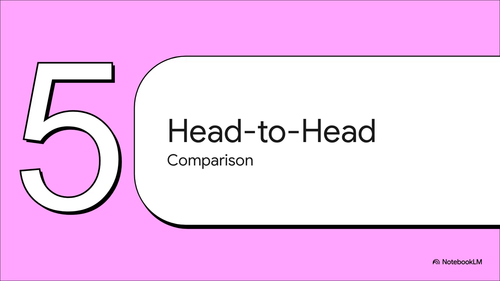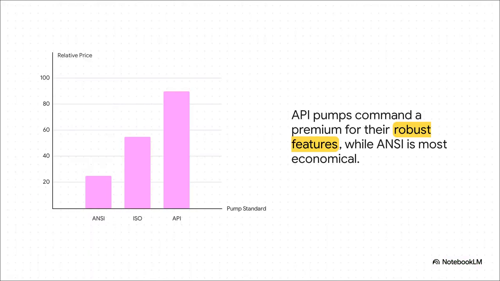Okay, so we've met the three main players. Now, for the fun part, let's put them side by side in a head-to-head comparison so you can really see the trade-offs. The first thing you'll probably notice is the sticker price. An ANSI pump is going to be your most economical option by far. ISO pumps are usually somewhere in the middle, and then you have API pumps. With all their heavy-duty features and exhaustive testing, yeah, they command a pretty significant premium.